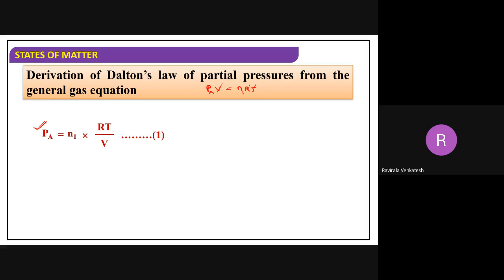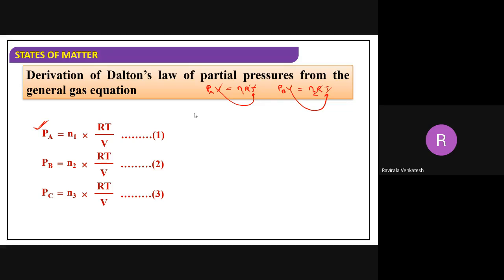Now send this V over here. Do we get this equation or not? Now, for the next one, PB, again PV is equal to nRT. This is constant, and this one is also constant, and I have taken this n. Now send this V over here. Now we get PB is equal to N2 into RT by V, the second equation. Third one, PC is equal to N3 into RT by V.